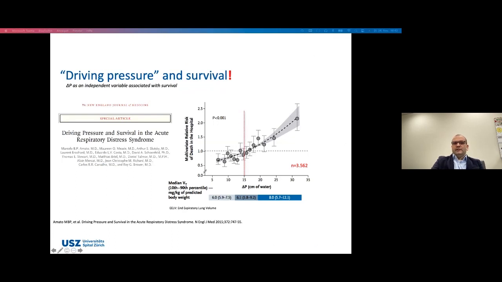According to the current findings, the focus should be more on driving pressure. You see it in this publication from Amato in the New England Journal. I think everybody knows this publication. The multivariate relative risk of death in hospital increased with driving pressure higher than 15 centimeters of water. Based on this data, this maximum limit should be applied to your patients.